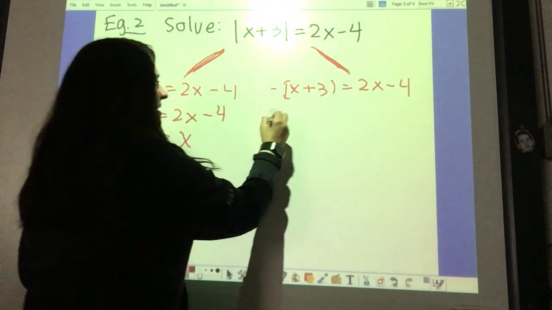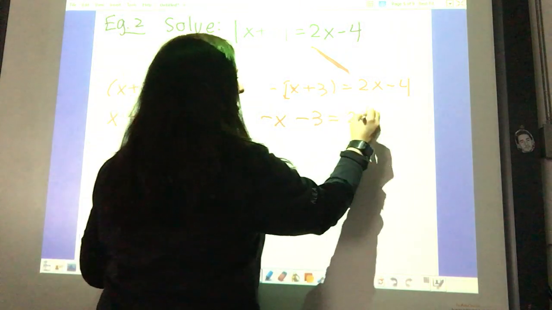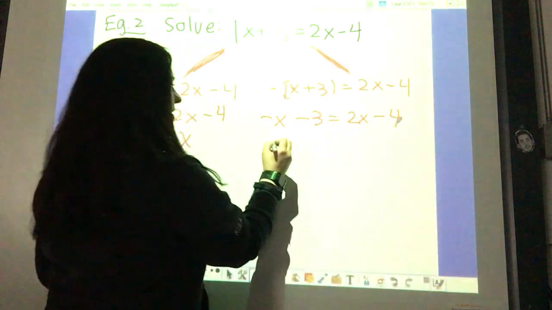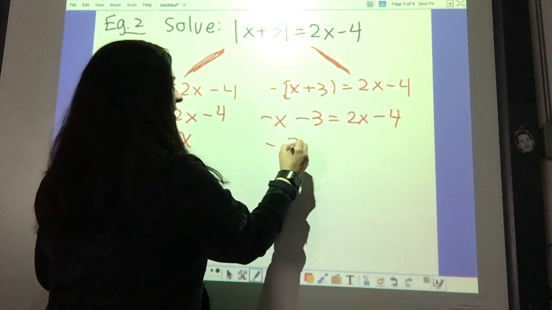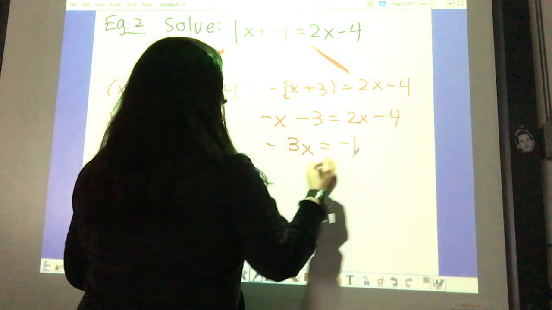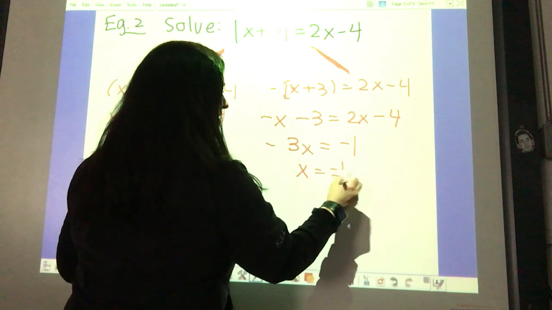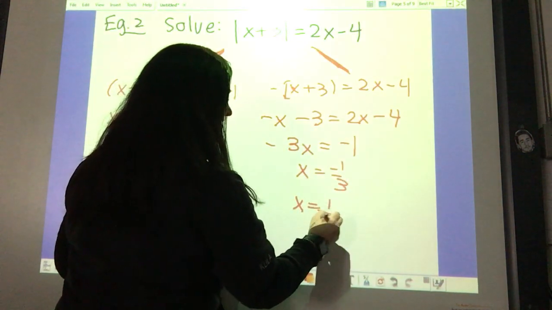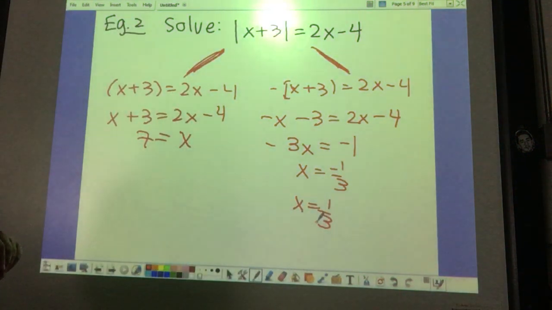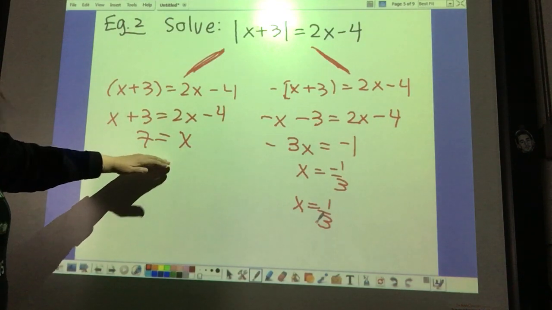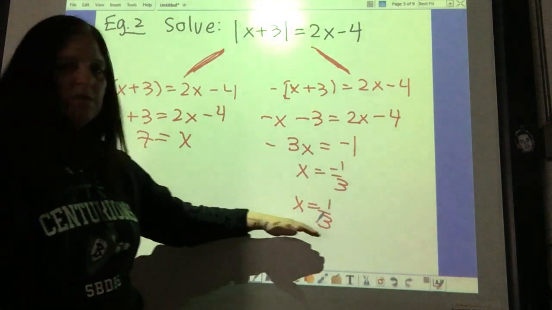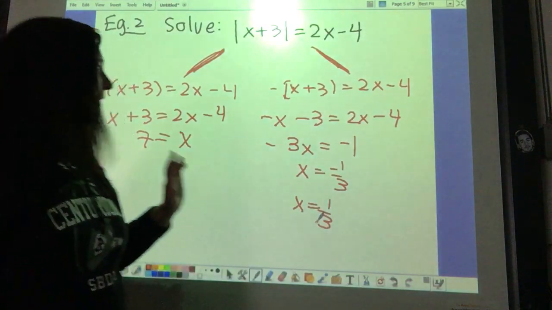Then on this side, minus x minus 3. And then when I bring this over, I'm going to get minus 3x equals minus 1. Oh good, a fraction. Oh, I guess we weren't done with rationals yet. So there's two possible solutions, x equals 7 and x equals 1/3. Are we done? No, we're not.